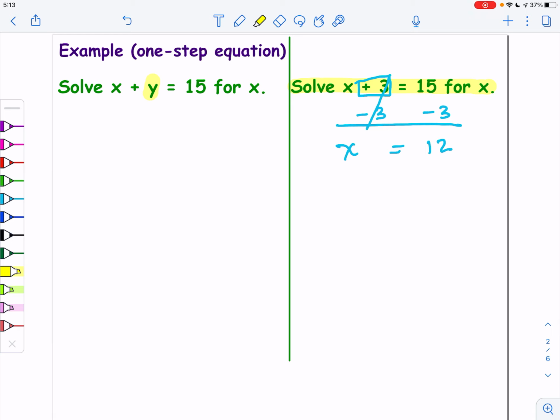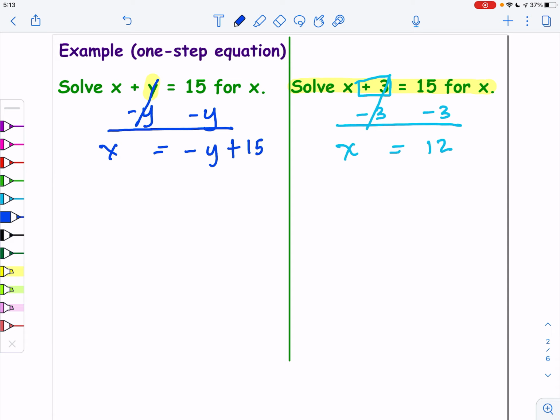Since you're adding y and you want to get rid of that so you can leave x by itself, you will subtract y. If you subtract y on the left, then you must also subtract y on the right to keep your equation balanced. Y minus y, that's gone, x is left. And you can write 15 minus y, but we usually write the variable first. So we're going to write this as negative y plus 15.